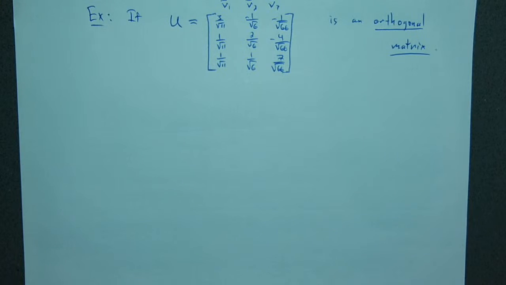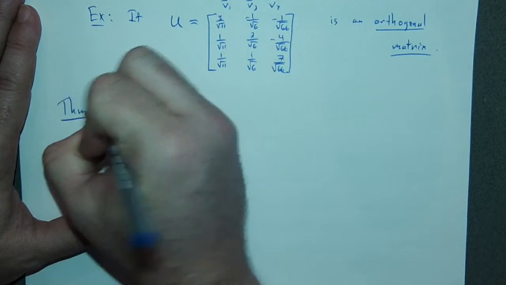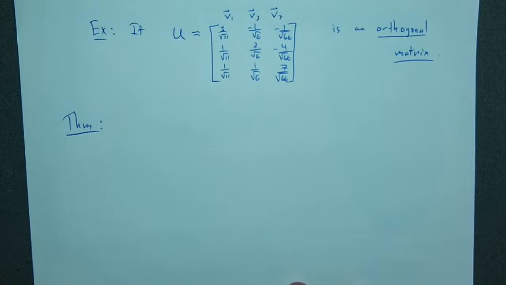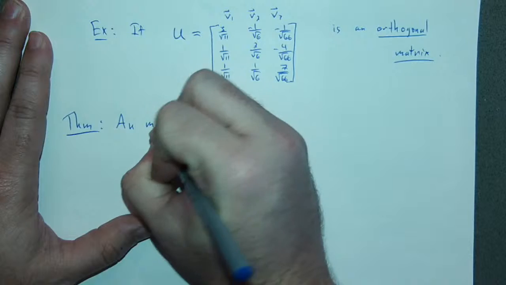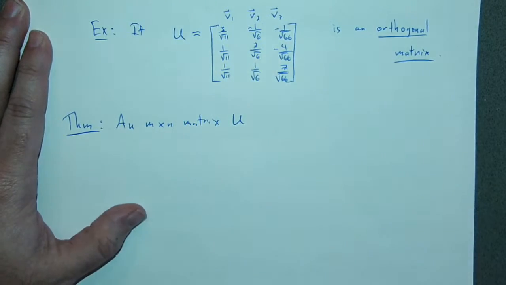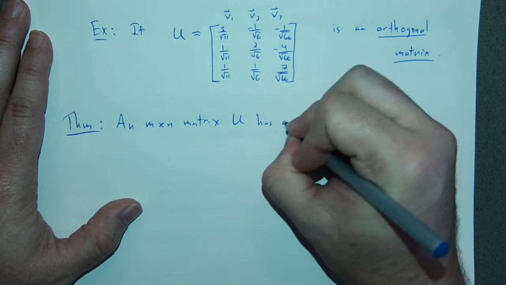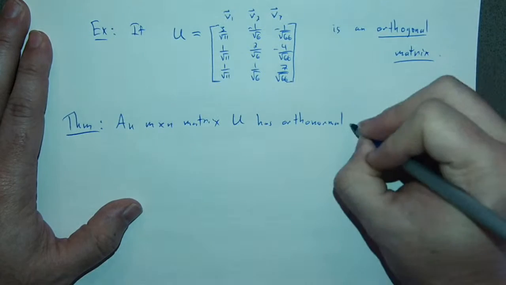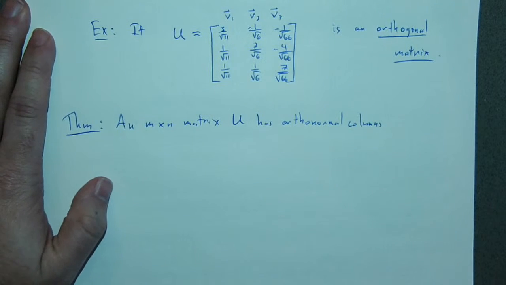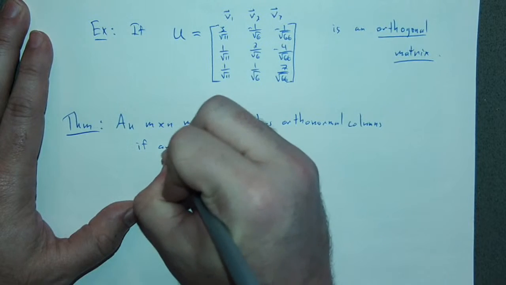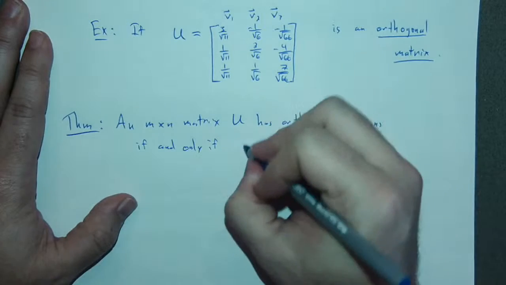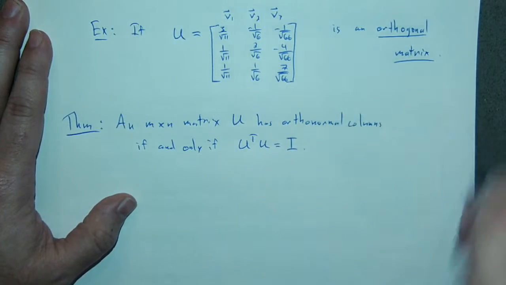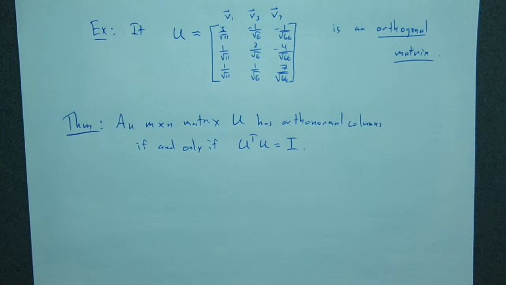Okay, what are the nice facts about this? I'm actually going to stick to my promise not to prove this right now. Orthogonal matrices are really, really nice. We may return to this later in Chapter 7. But an m by n matrix U has orthonormal columns if and only if U transpose U is equal to the identity. So this is a key defining fact of orthonormal matrices or orthogonal matrices.